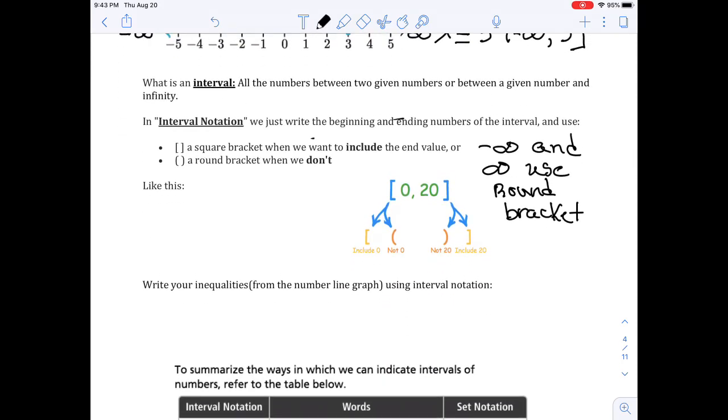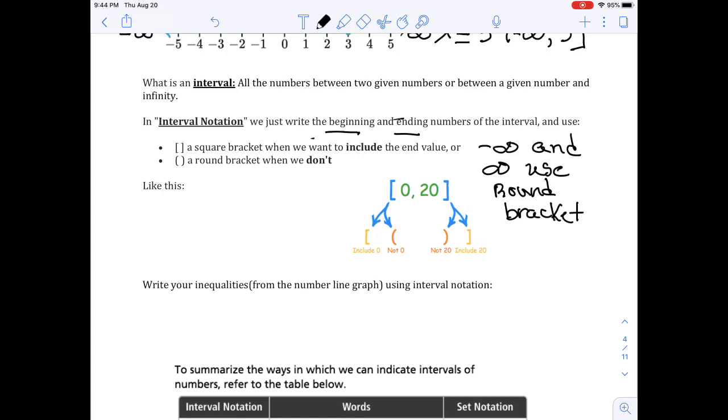All right, so let's just recap. In interval notation, we just write the beginning and ending numbers of the interval. We use the square brackets when we want to include the end value. On a number line, that's going to appear as a closed circle. On a coordinate plane, same thing. Or it may appear as arrows, might appear as points. And so we'll take a look at that when we get to coordinate plane with interval notation.